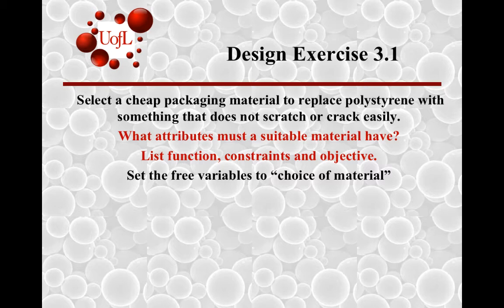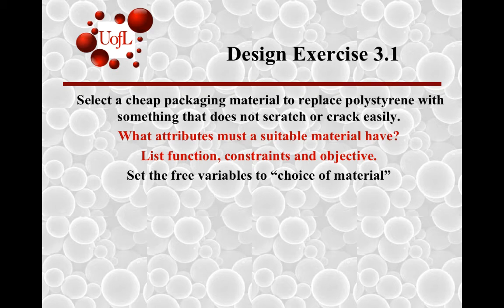To get us started again to think about functions, constraints, and objectives, let's take a situation where you want to replace a polystyrene package with something that is cheap as a packaging material, but you want to make sure it does not scratch or crack easily. So what is a material property that addresses cracking or scratching? Think about that. Because it's a packaging material, right, you're looking for commodity material, high volume, right?